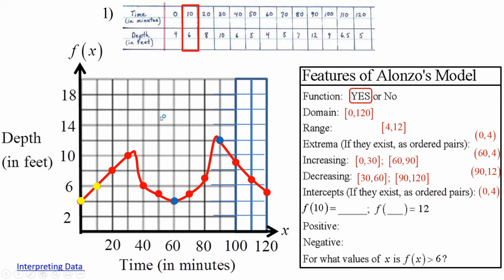Oh, and I see it on the graph and on the table. 10, 6. Good. All right. And then f of what x value is 12? All right. Well, I got to go, what does y equals 12?